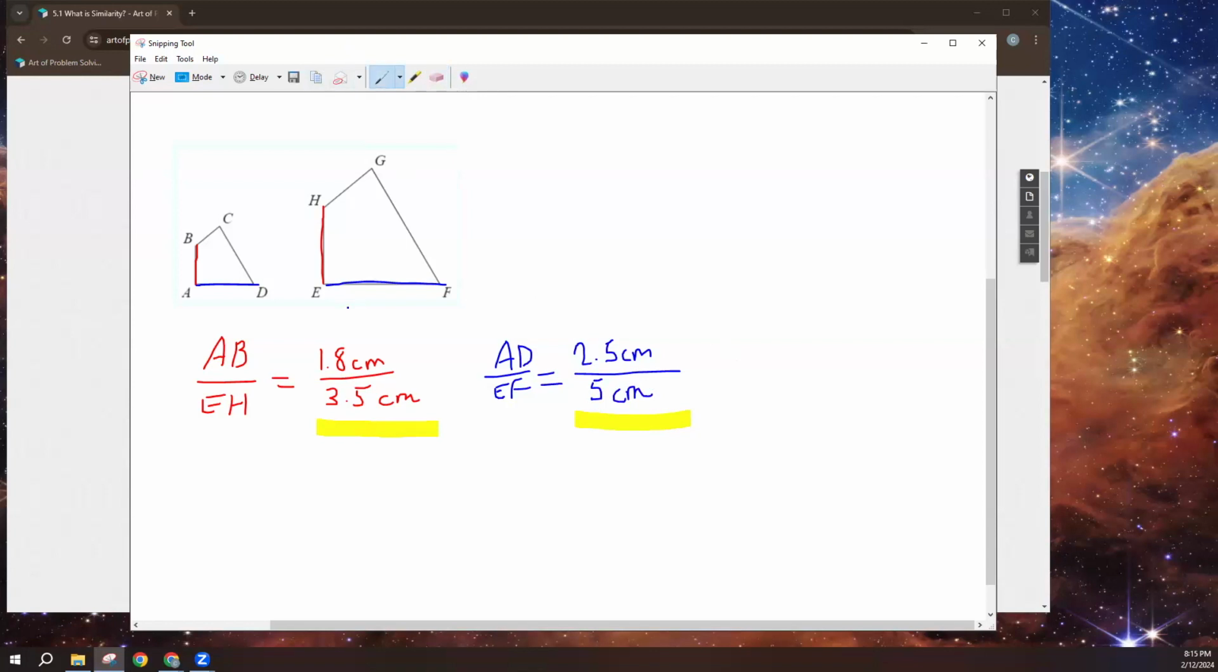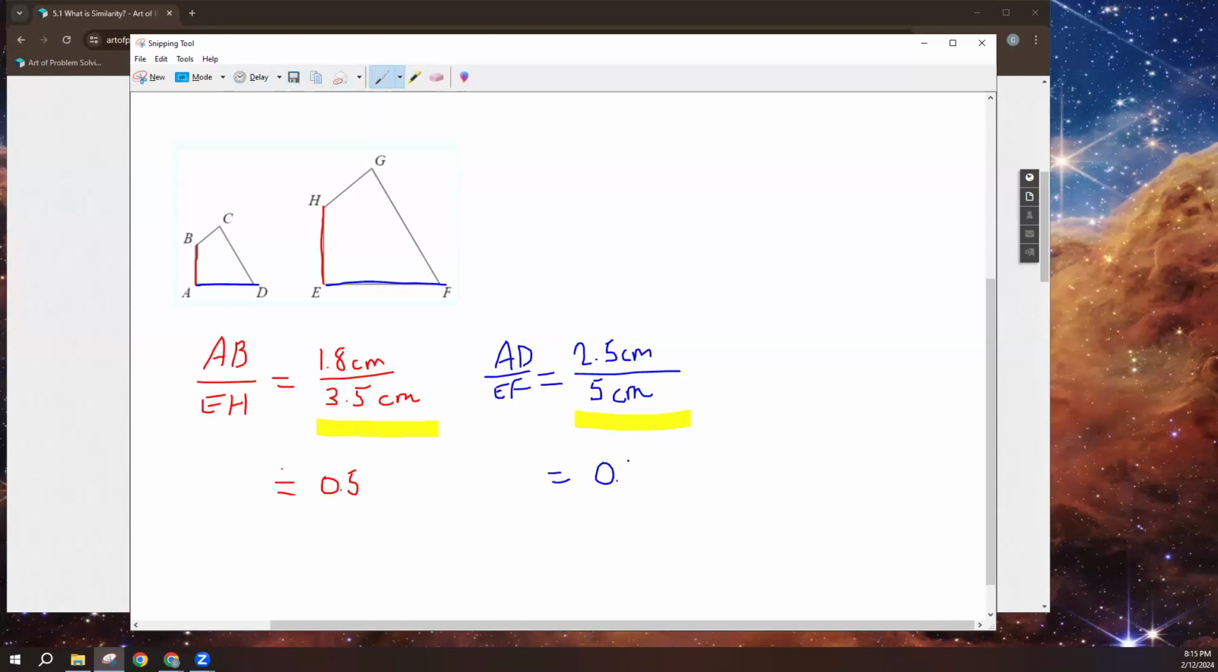So does anybody notice anything about those ratios? They both equal 0.5 roughly. Yeah, exactly. I'm not sure what your mental math is like, but 1.8 centimeters is roughly half of 3.5. So this ratio works out to be approximately one half. If you did it upside down the other way, then it would be 2. So this would be 1/2, and this one up here would also be 1/2.